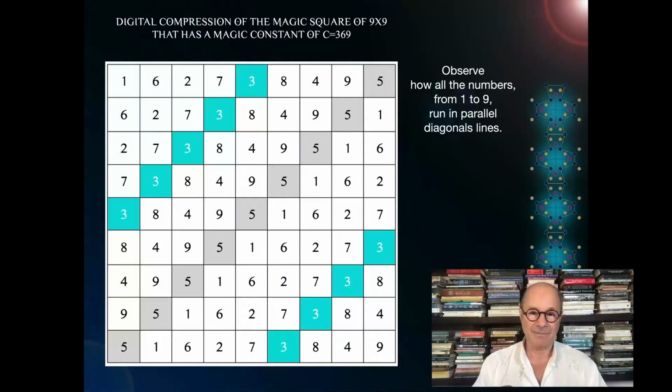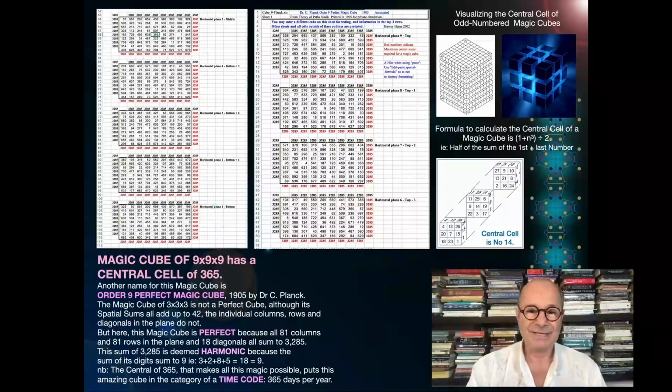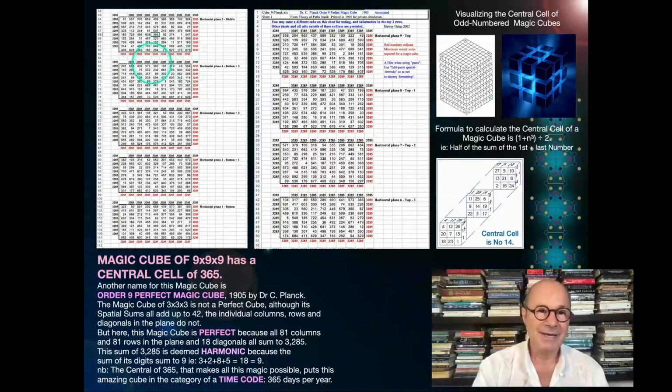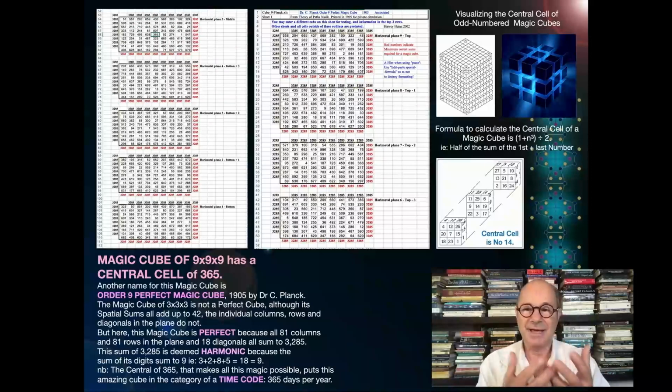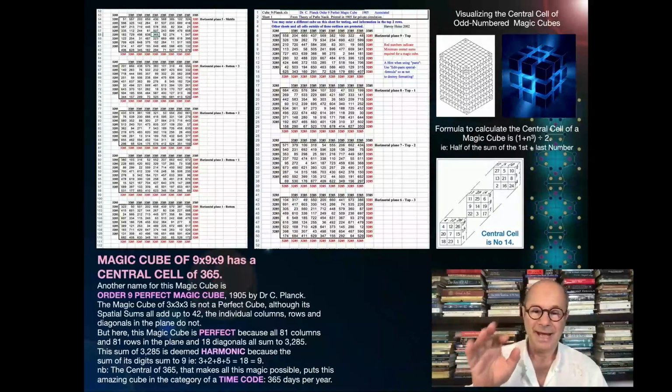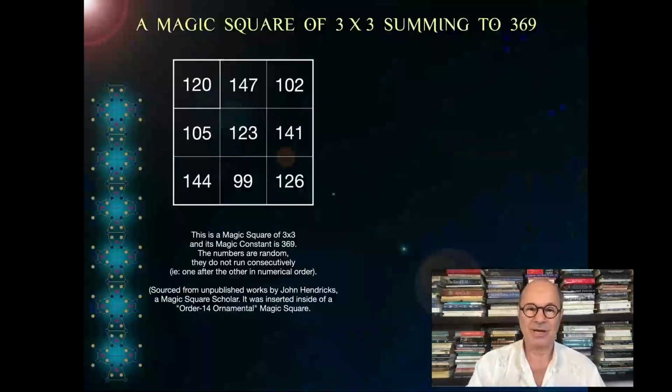We can reduce all the 2-digit numbers to single digits and just look at single digits and realize that there's a lot of symmetry going on as well. There's a thing called magic cubes of 9 by 9 where the central cell adds up to 365, the number of days in a year. So these magic cubes, which is 9 by 9 by 9, also relate to time codes.